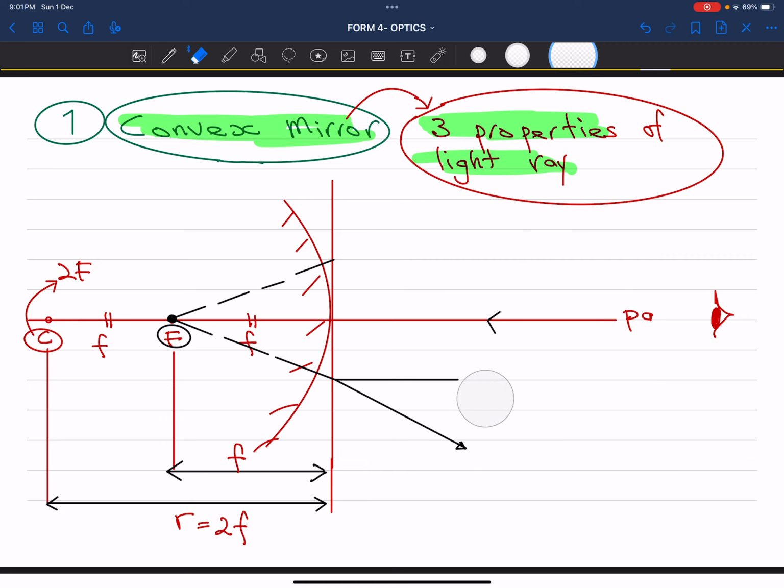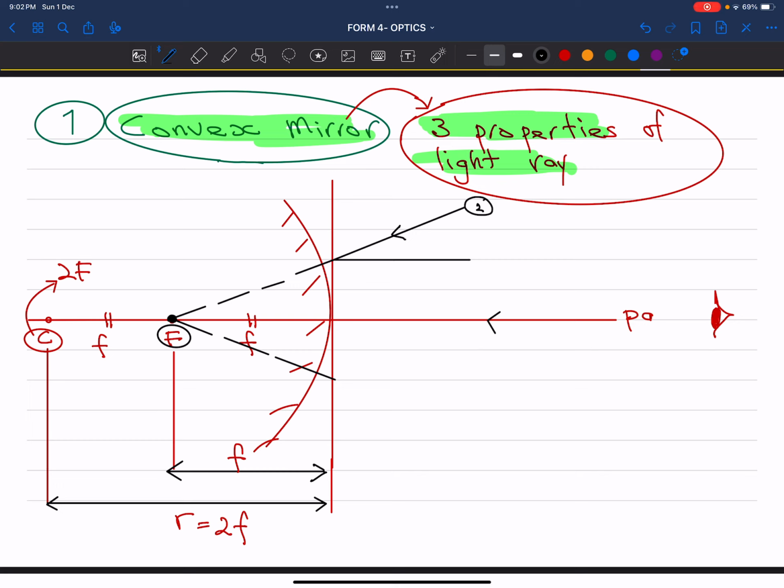The second property is the inverse of the first property, which is any light ray as though approaching F. Any light ray as though approaching F will become parallel. Parallel to what? Parallel to the principal axis. I repeat, any light ray as though approaching F, after reaching the mirror, reflects and becomes parallel to the principal axis.